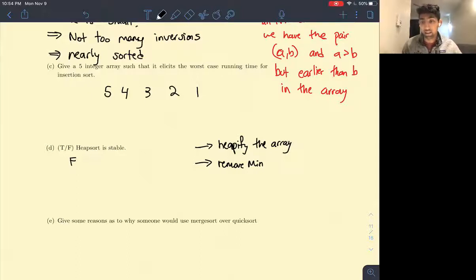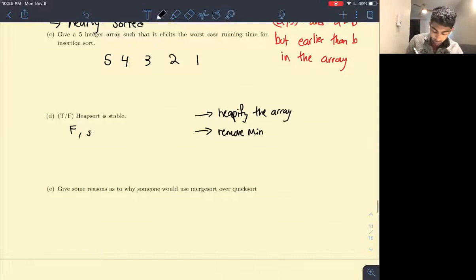In order for us to preserve stability, we need to ensure that if we have a 5 and a 5, let's say 5a and 5b, then after performing the sorting algorithm, 5a is before 5b. But in the process of heapifying and in the process of calling remove min, this technically isn't the case. In the solutions, there's an example of a potential array that actually elicits this behavior. But intuitively, since there's so much happening with heapifying and remove min, there's no way that we can ensure stability. That's how I approached it. The counterexample is a bit hard to think of, so I recommend just looking at the solutions for that one. Okay, false. See solutions.